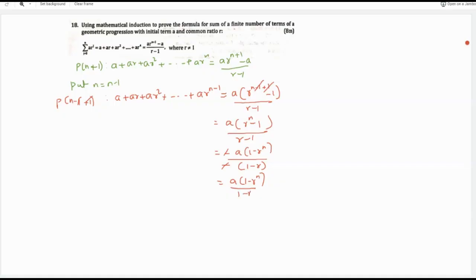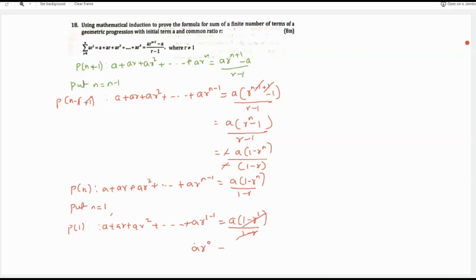So now P(n) will be a plus ar plus ar square plus and so on till ar^(n-1). Now put n equals 1. If I put n equals 1, we get a, which equals a(1 minus r^1) divided by 1 minus r. So 1 minus r cancels, and it will be ar^0, which equals a.